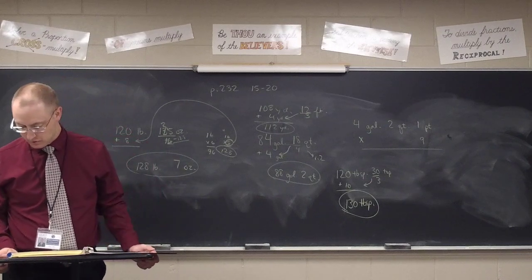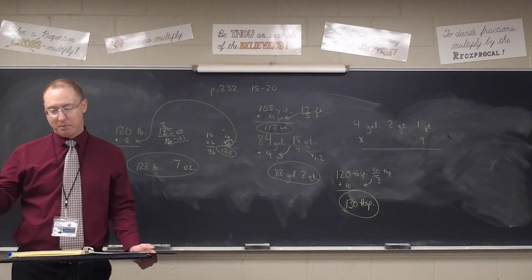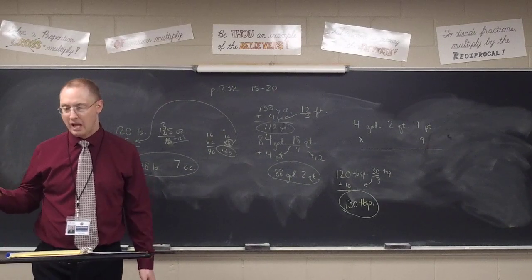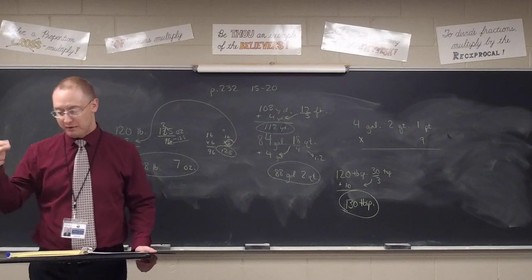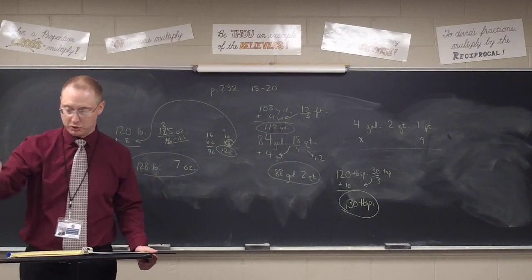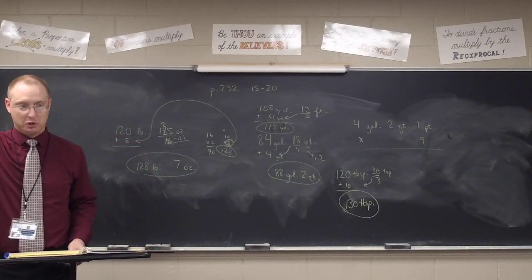77 bushels and 14 pecks. Good. 77 bushels, 14 pecks. But how many pecks to make a bushel? 4. How many times 4 go into 14? 3. 3 with how many left over? 2. So we're going to keep 2 leftover pecks. Add 3 to the 77 bushels to get 80 bushels and 2 pecks. 80 bushels and 2 pecks. How many had that for number 20?